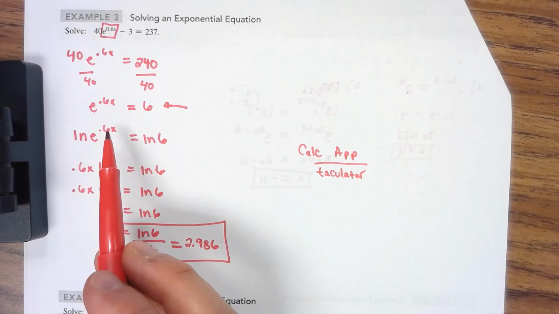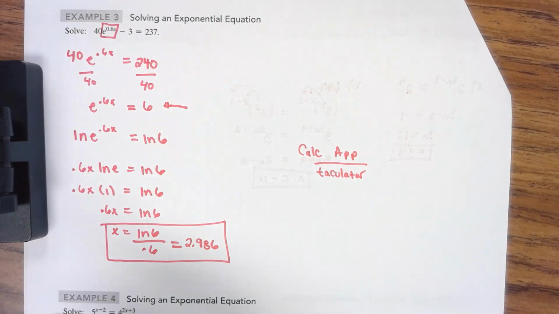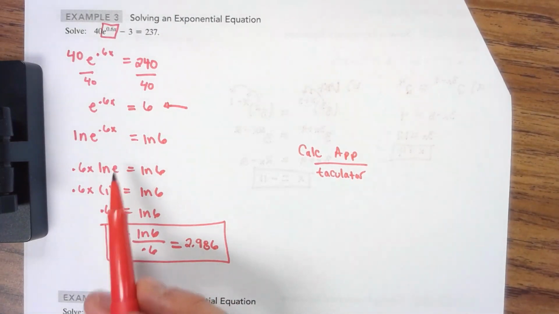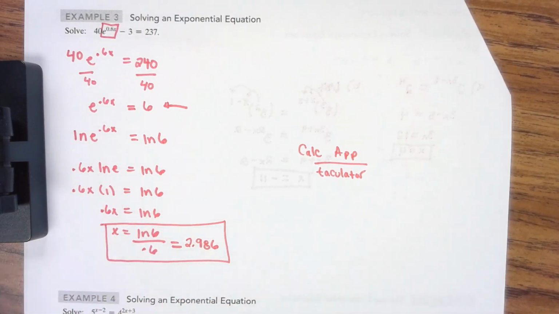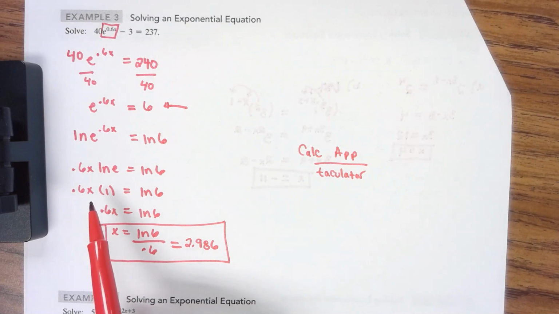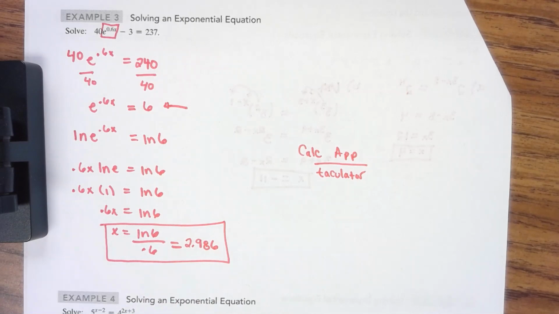That property says to take the exponent, move it in front. So it's 0.6x times natural log of e, where natural log of e is just simply 1. So I could have divided both sides by natural log of e and by 0.6, but since natural log of e is just simply 1, it's 1 times 0.6x, which is just 0.6x. So then our final answer in an exact form is that x is natural log of 6 divided by 0.6, and then it equals 2.986. That's rounded to 3 decimal places.